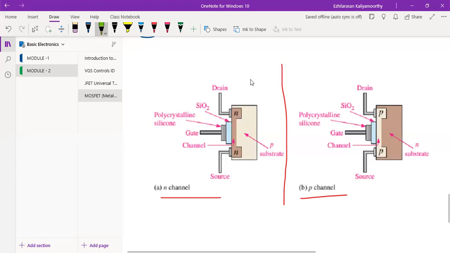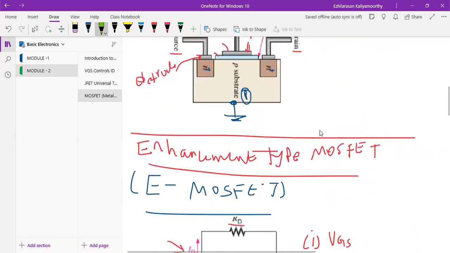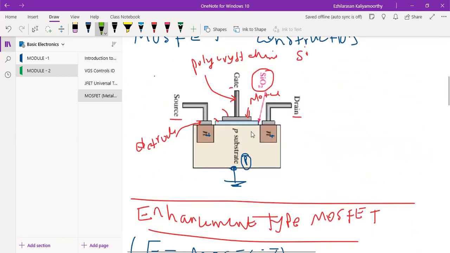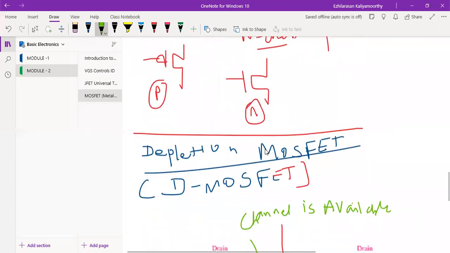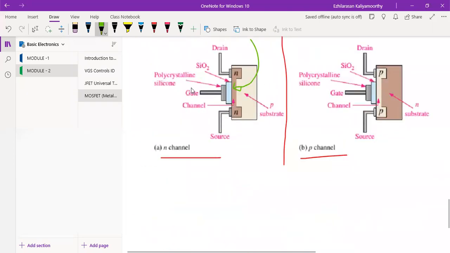What you can see is that the channel is present in the construction. The channel is available, but if you see the enhancement, see here there is no channel. The channel is absent, or the channel is not available here. That is the main difference I can see. So in the basic construction, the rest of the things are the same as your depletion region only.